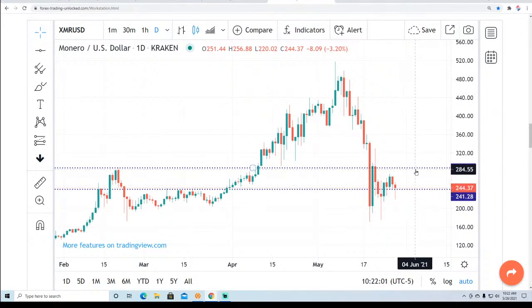I think if we can get back above 287, there's a good chance that we'll start to at least raise the consolidation. Am I looking for a big rally back to the highs?